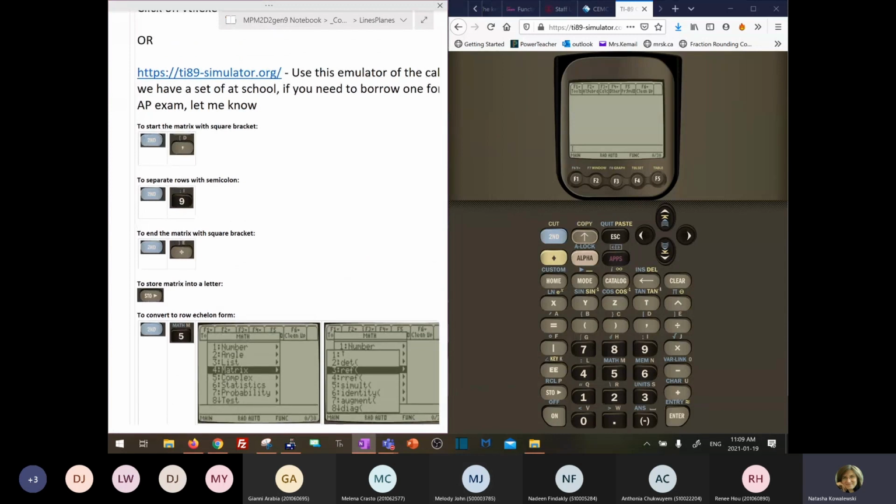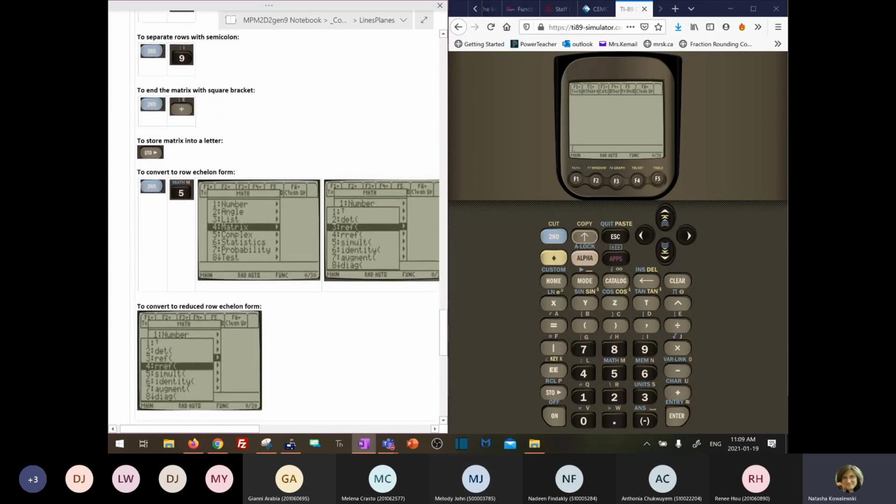So other things we need to know is to separate rows, we're going to separate them with a semicolon. To end the matrix, we again use the square bracket, but the one that will close it. And then we can also store the matrix into a specific letter so that we can actually work with it. Okay, so these are the main things to do.